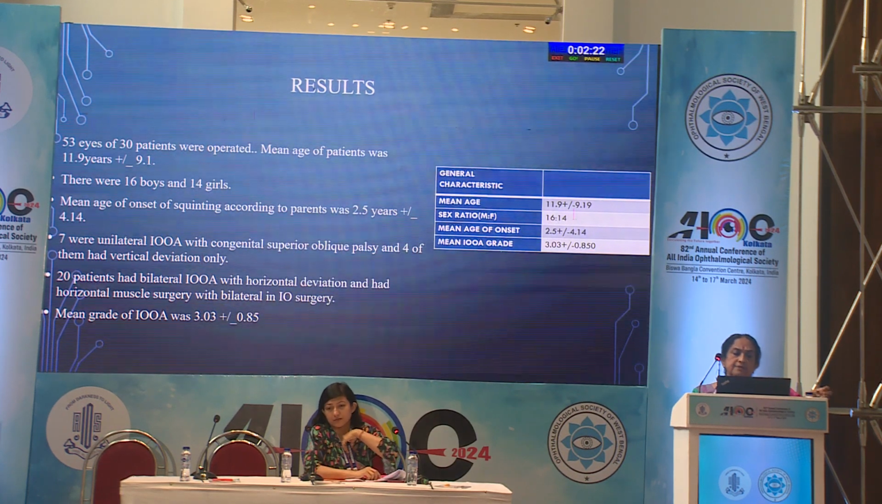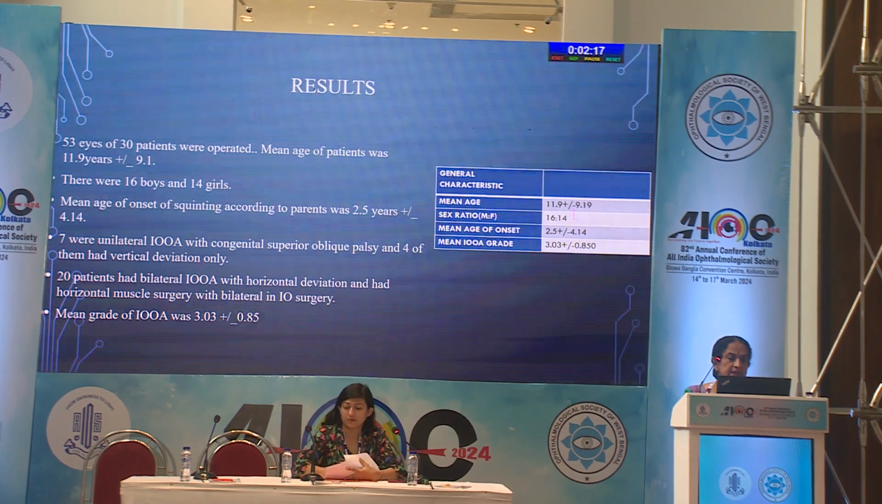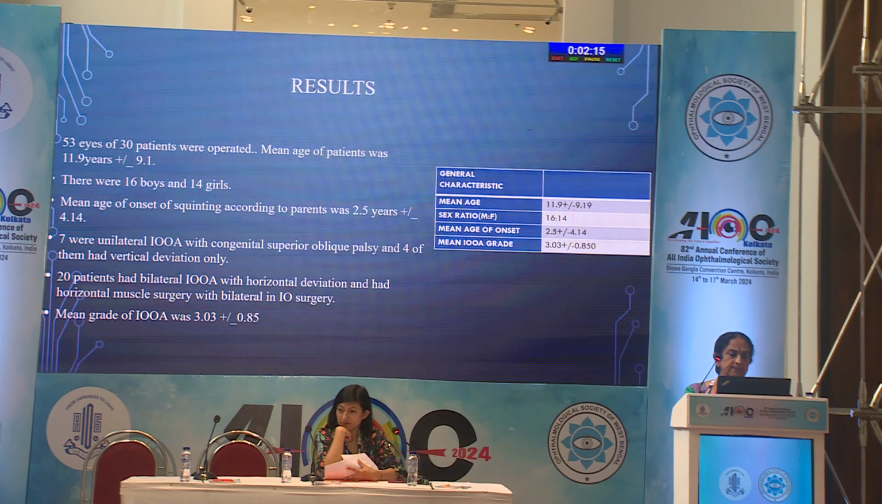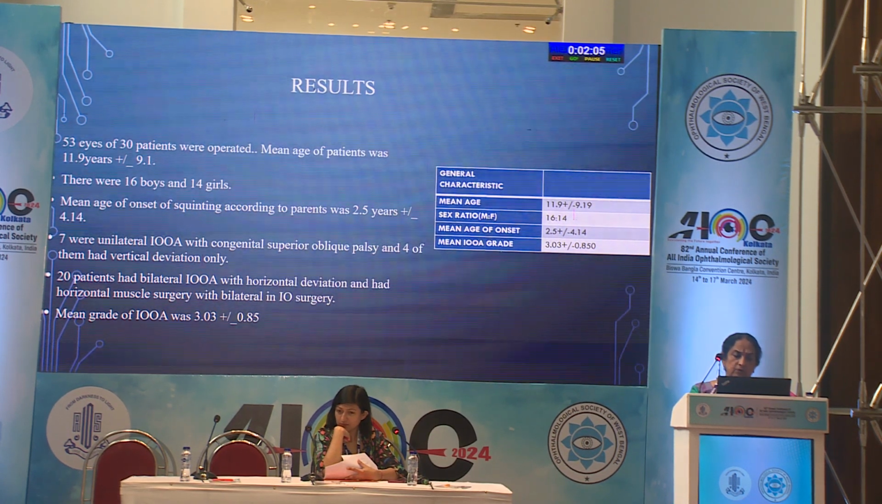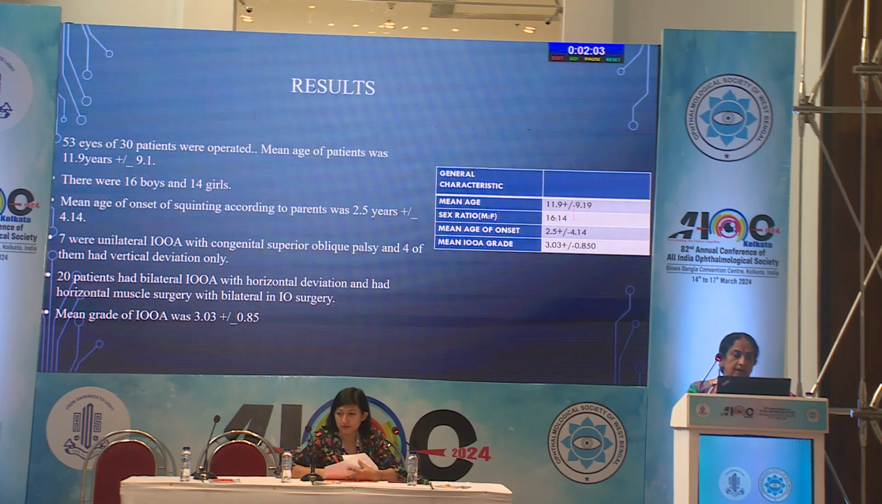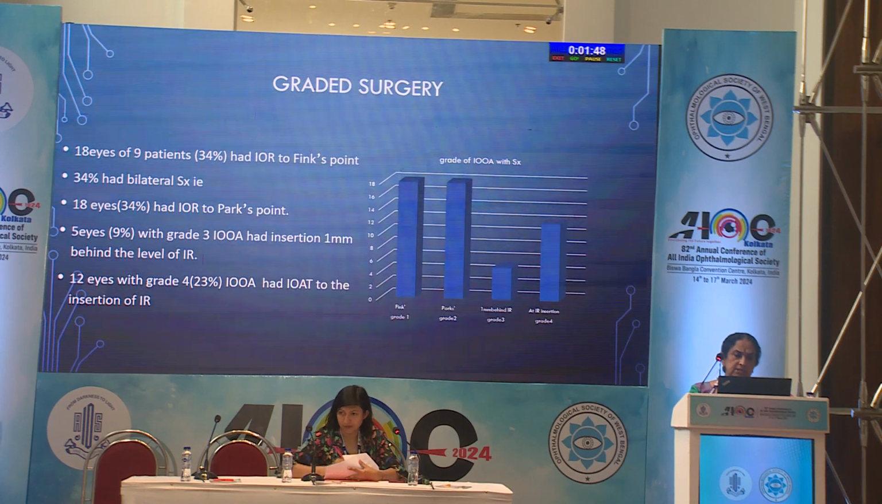There were 53 eyes of 30 patients with a mean age of 11.9 years. There were 16 boys and 14 girls. Mean age of onset of squinting was 2.5 years. 7 were unilateral. 20 patients had bilateral infero-oblique overaction with horizontal deviation as well. Mean grade of infero-oblique overaction was 3 plus or minus 0.8. 16 patients had V pattern exotropia, 4 had V pattern esotropia, 7 had superoblique palsy. Significant head tilt was noted in 43%.